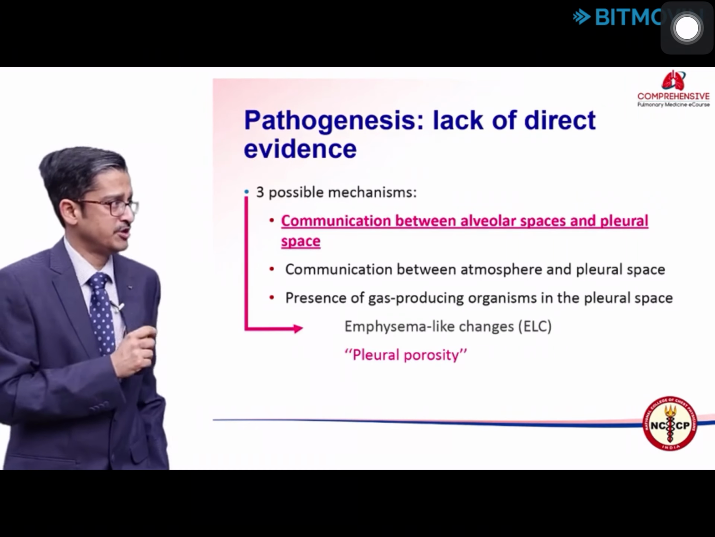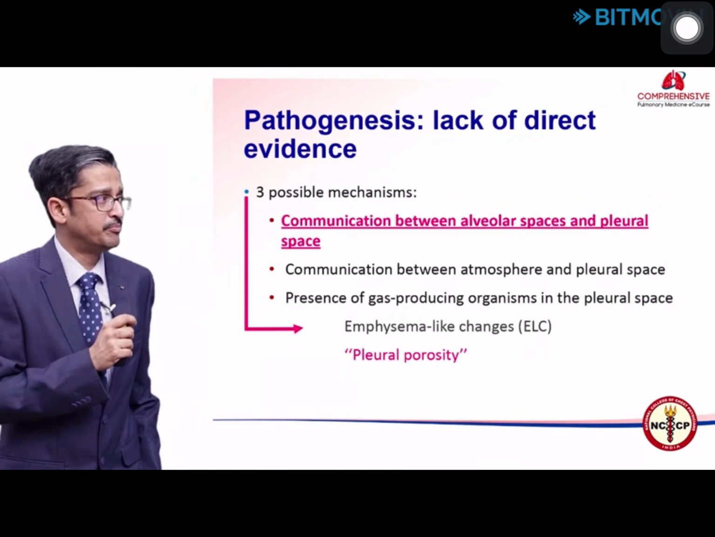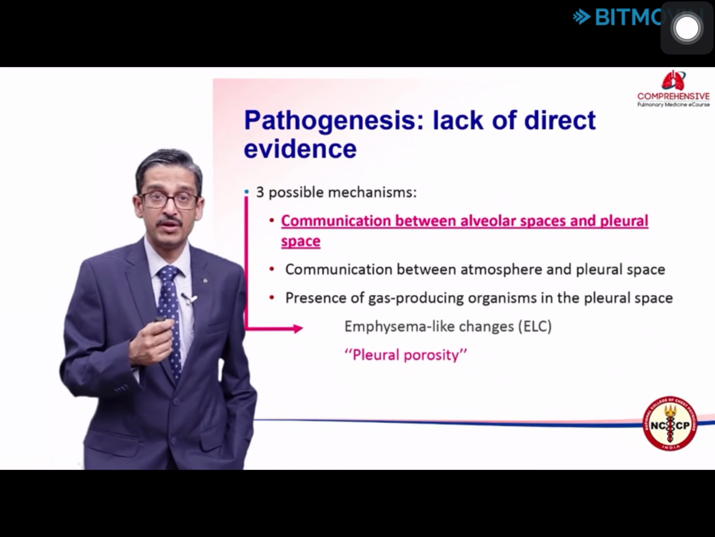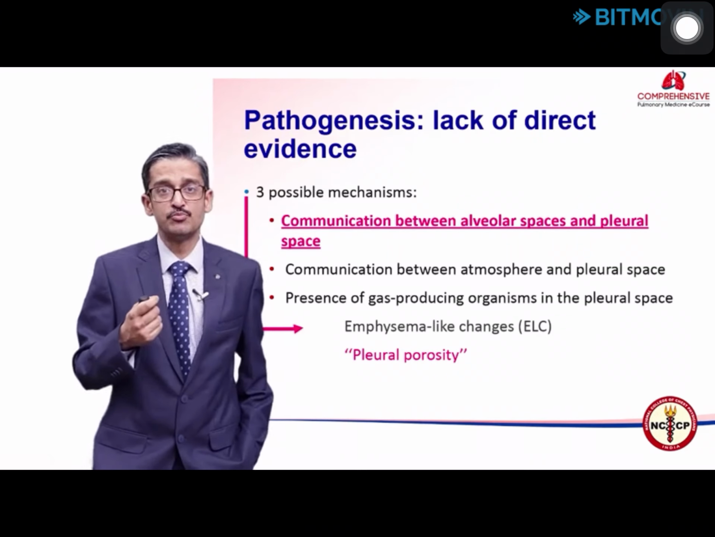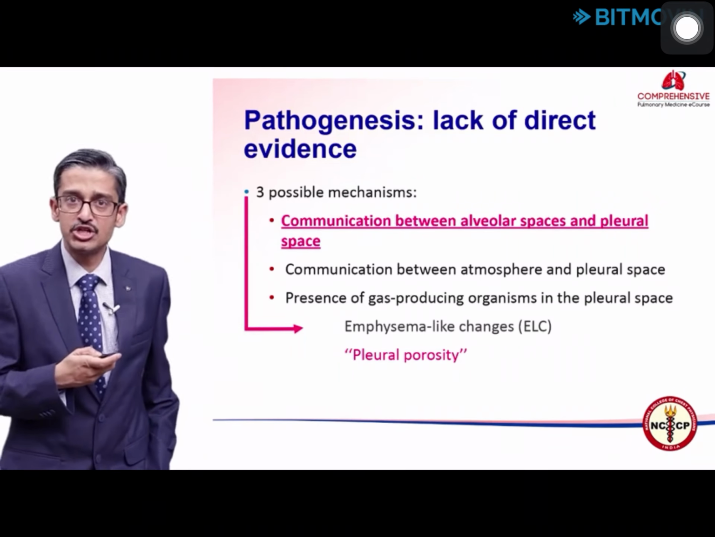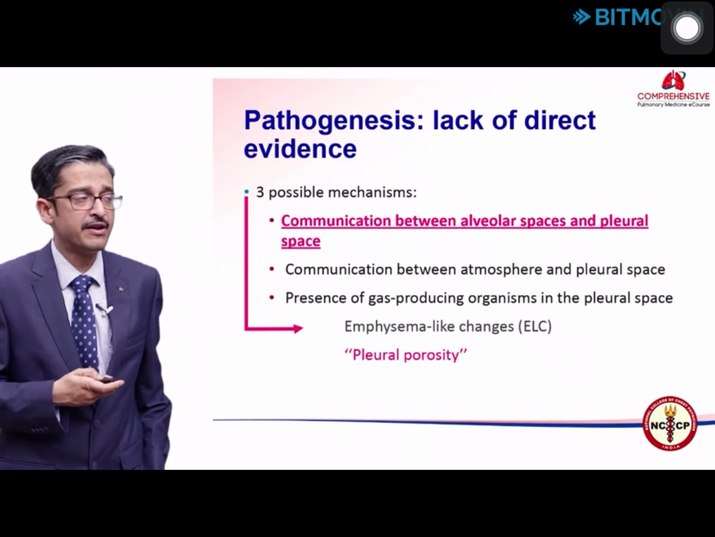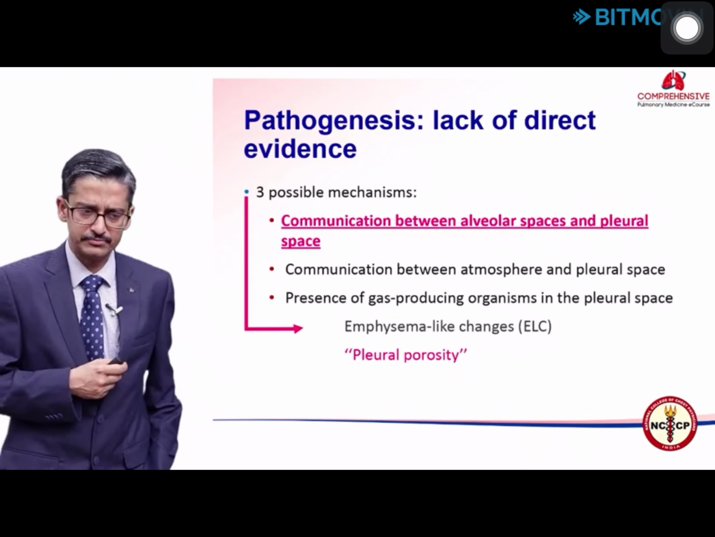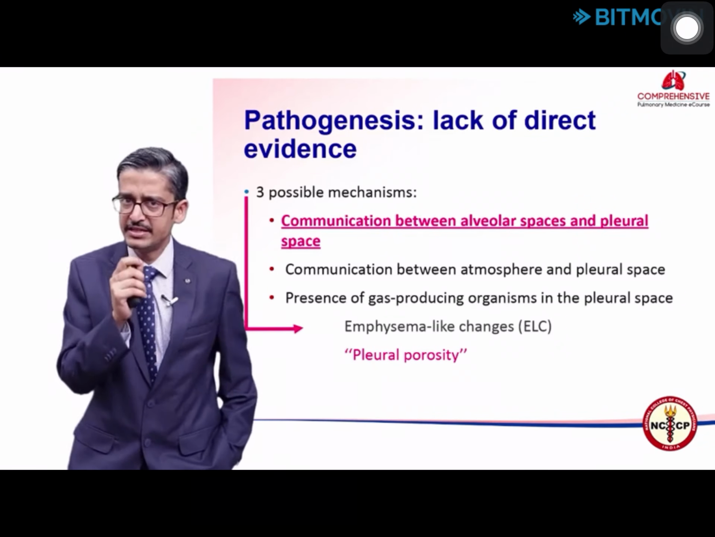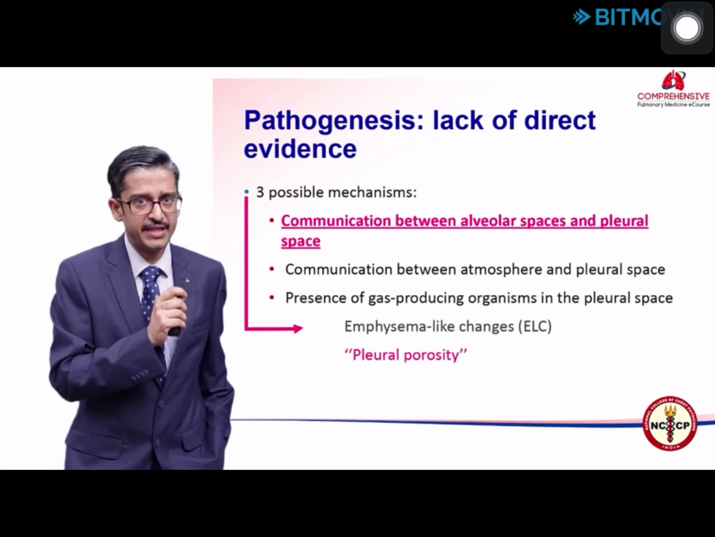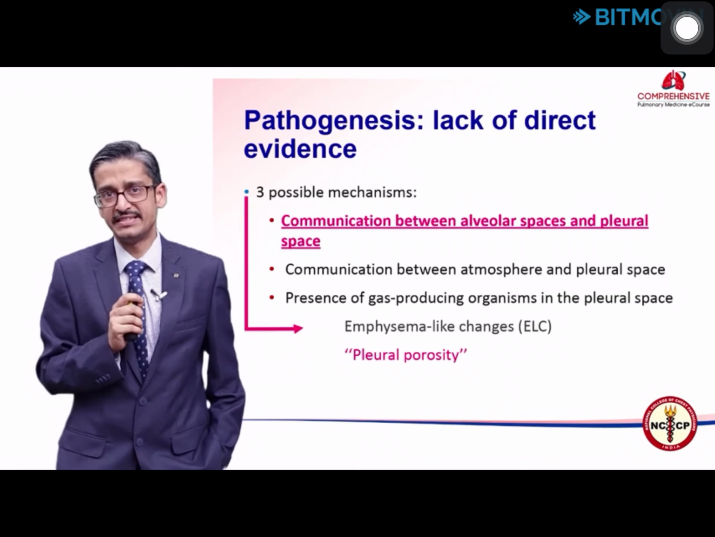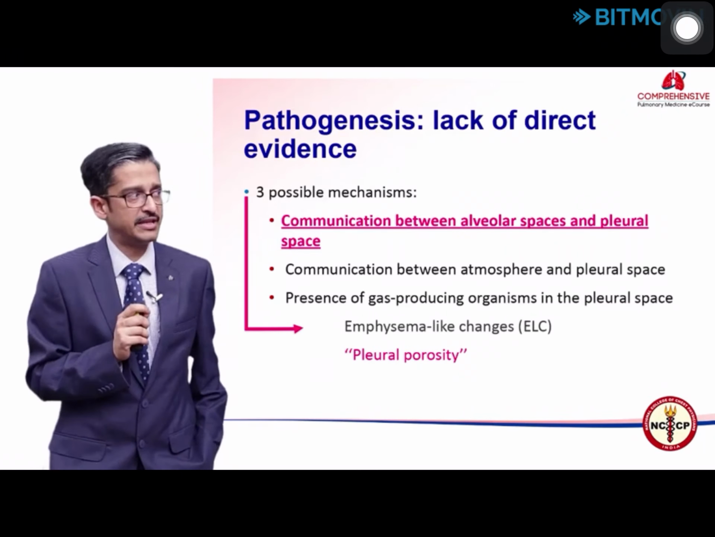So communication between alveolar space and the pleural space. You see this in patients with emphysema, where there are apical blebs, where there are small cysts, all of which are liable to leak, rupture and result in escape of air into the pleural space. Now there's a popular misconception, and we'll come back to this again, that this air leaks only from one bleb or one cyst. That is indeed not the case.